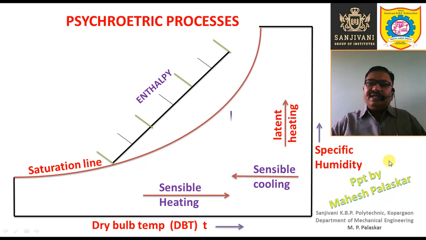Okay, now similarly we have the opposite process to latent heating, that is latent cooling. So during latent cooling, the specific humidity directly decreases, right, or the humidity ratio or the moisture content or the absolute humidity directly decreases. But the dry bulb temperature is constant. There is no change in the dry bulb temperature. So this latent cooling is represented by a vertical line with the arrow pointing in the downward direction. That is the latent cooling process.